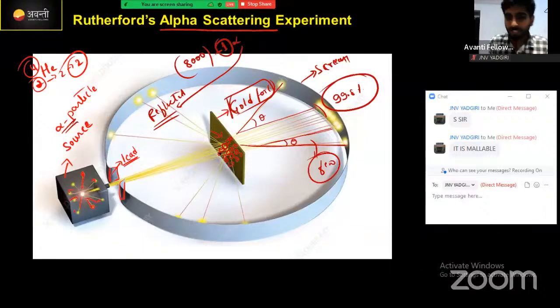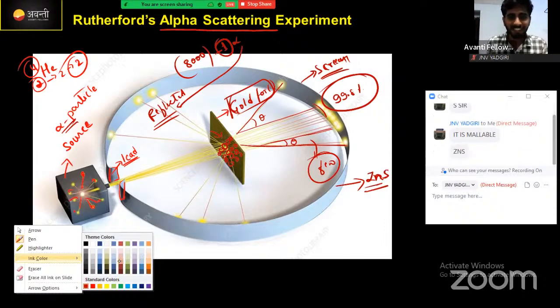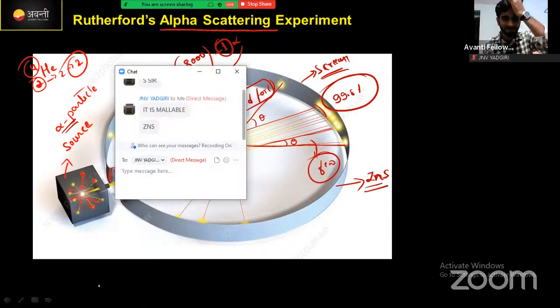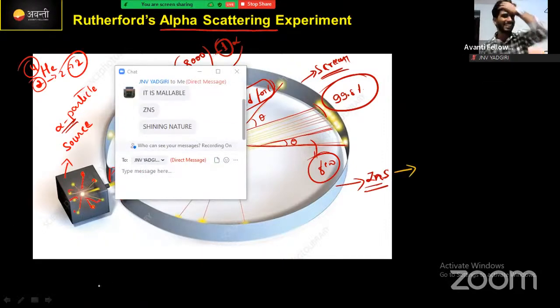Actually, I told one more thing here, screen. Screen है ना, a screen be made up by zinc sulfate material. Do you know why he took zinc sulfate? Huh, zinc sulfate. Why? He can take iron also, no? Copper also. What is the advantage of zinc sulfate? Shining nature? No, no, no. Actually, it is highly photosensitive material.